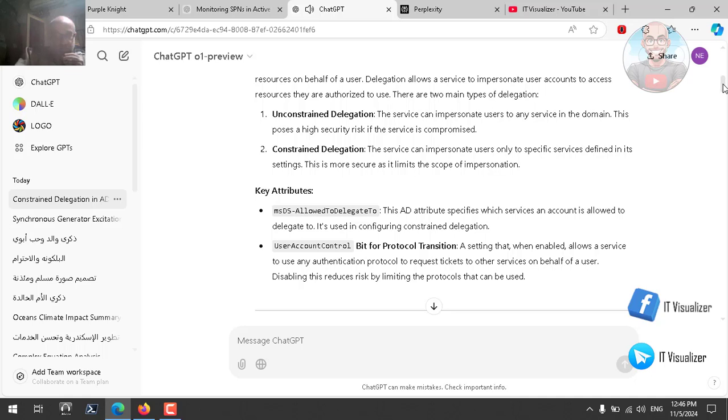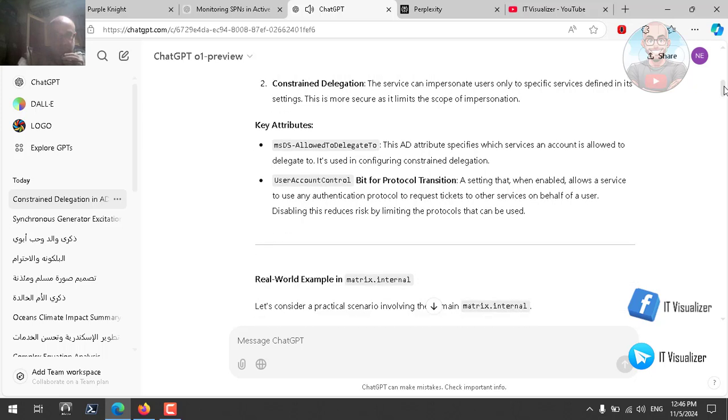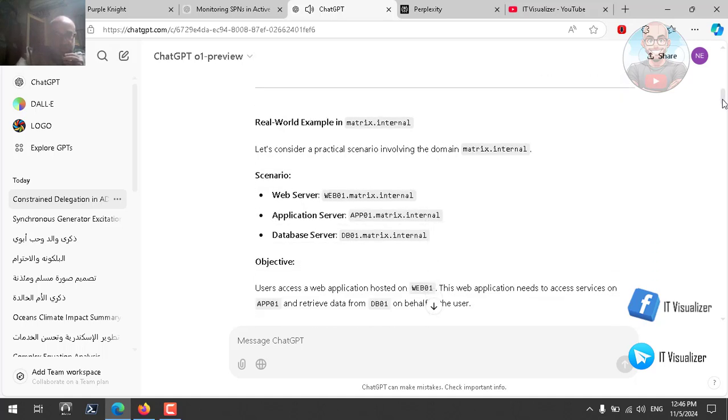It's used in configuring constrained delegation. User account control bit for protocol transition, a setting that, when enabled, allows a service to use any authentication protocol to request tickets to other services on behalf of a user. Disabling this reduces risk by limiting the protocols that can be used.